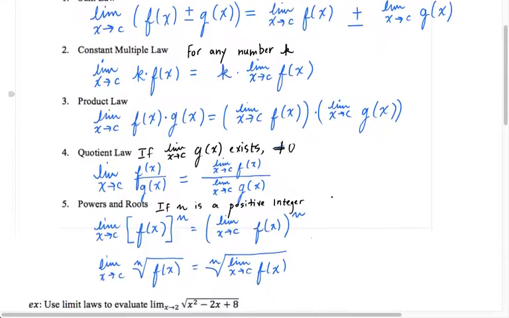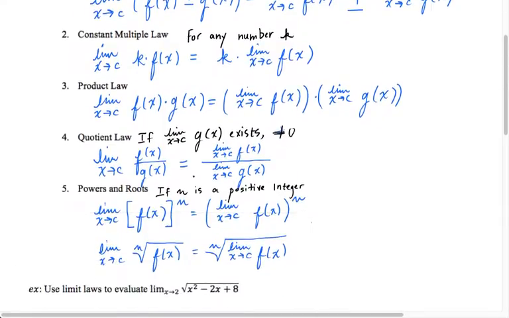And lastly, there is a law about powers and roots. If n is a positive integer, then the limit as x approaches c of a function to the nth power, you can pull the limit inside of the exponent. So that's equal to the nth power of the limit as x approaches c of f of x, which is really the same as pulling a limit inside of a radical.